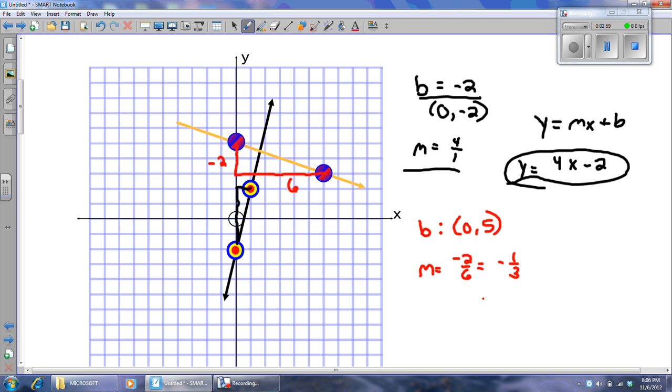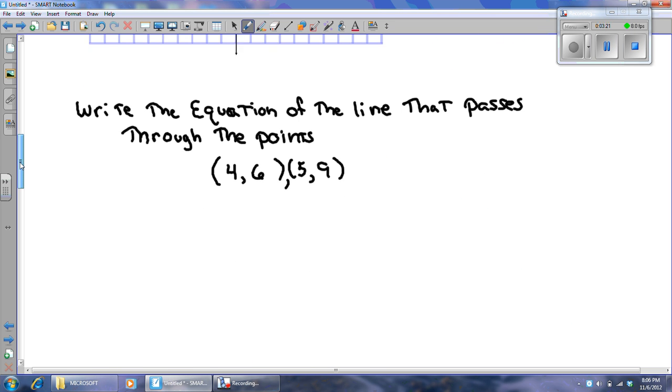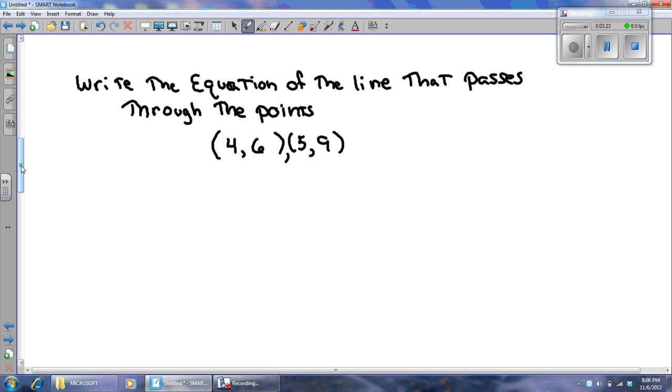Therefore, my equation would be y equals -1/3 x plus 5. Okay, some of you might be wondering why a plus 5? Because the y-intercept is positive. Over here we had a -2 because the y-intercept was negative. Pretty simple stuff. Well, here's something really cool. We can find the equation of a line that goes through 2 points without seeing the graph of the points or the line or anything like that.